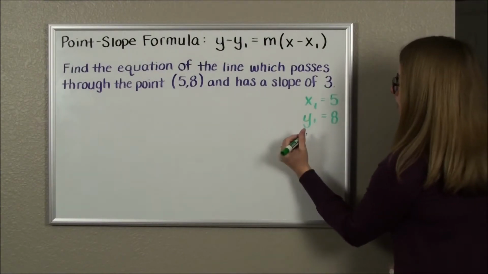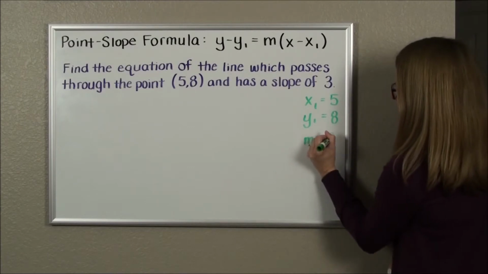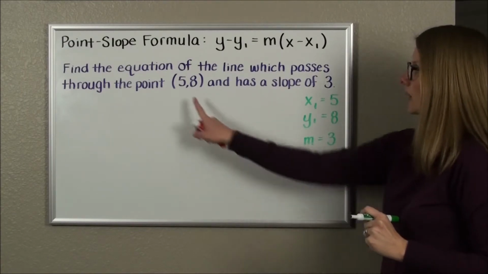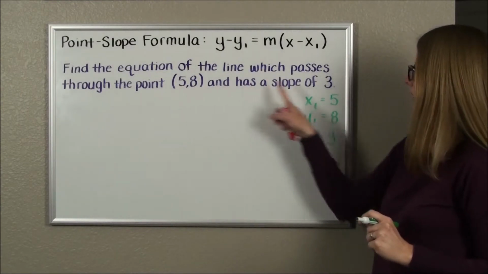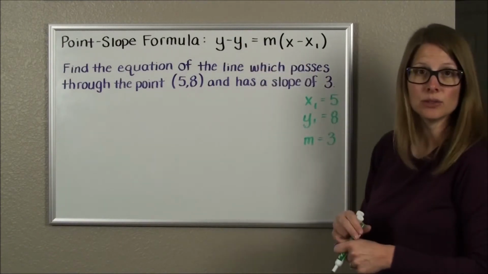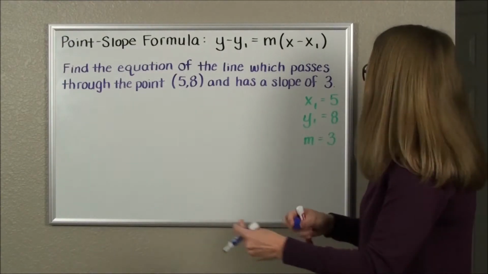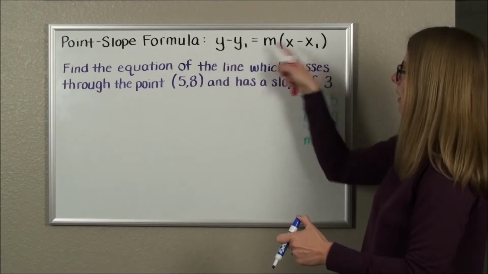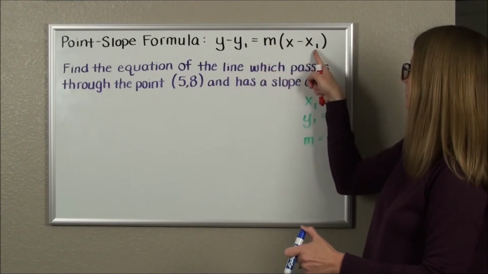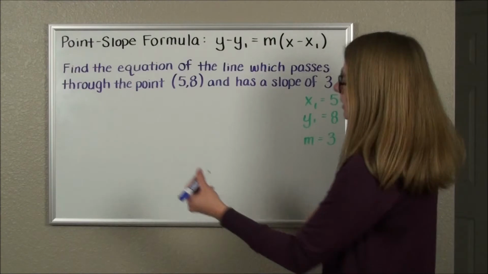And then the slope we've seen before is using the symbol m. So we're going to say m is 3. So we have x1, y1, and m. Those three pieces of information will now go into our formula to help us get the equation of the line. So I'll start writing my formula, I'll copy it, but where I see those symbols which stand for information I now have, I'll substitute that information in.